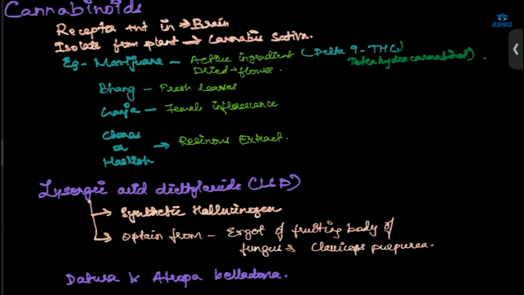Dried flower, it is marijuana. Fresh leaf, it is bhang. The female inflorescence, this gucha, that is ganja. Then the liquid extract, that is our charas or hashish. If it is made from that, then it is charas or hashish.